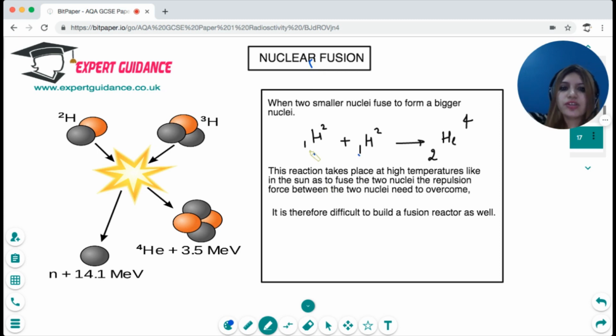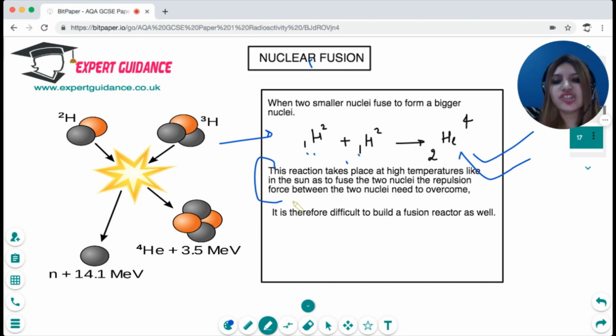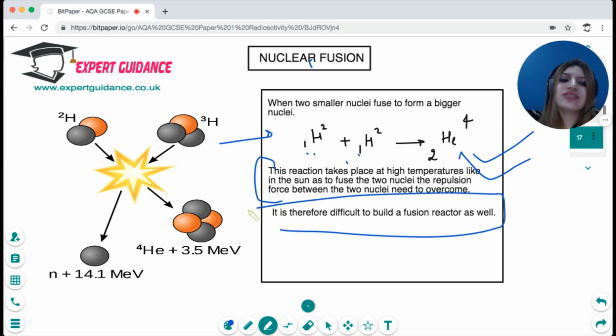Two protons, hydrogen, come together and form a bigger nucleus called helium. Now, the problem with fusion is it takes place at a high temperature. Why? Because when you bring 2 nuclei together, both being positively charged, they try to repel each other. So we need a large amount of energy to overcome the repulsion between the 2 nuclei. Therefore, it is difficult to build a fusion reactor as well.